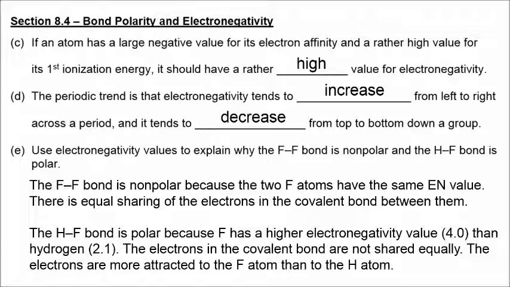Well, the F-F bond is nonpolar because the two fluorine atoms have the same electronegativity value. There is equal sharing of the electrons in the covalent bond between them. On the other hand, a hydrogen fluoride bond is polar because fluorine has a higher electronegativity than hydrogen, so the electrons are not shared equally. They are more attracted to the fluorine atom than to the hydrogen atom.